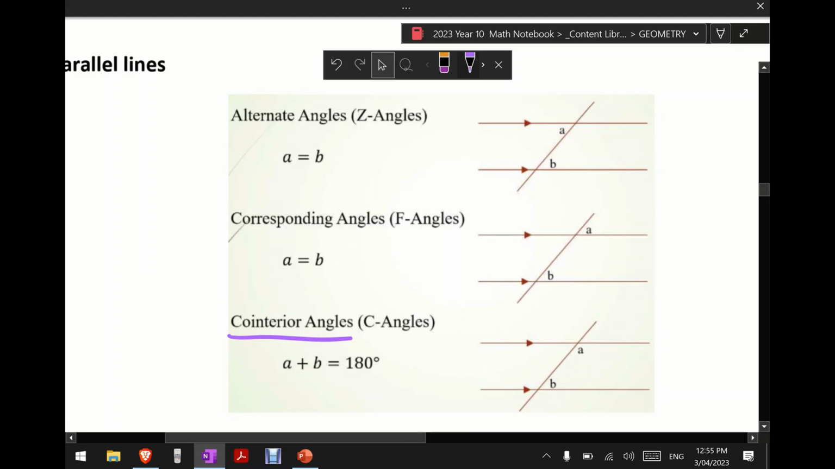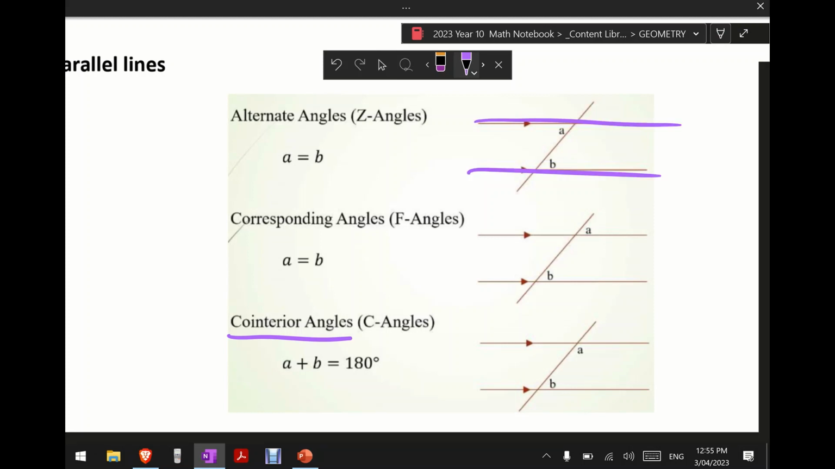The other four we learned were alternate angles. When you have parallel lines, I think Tommy had a good definition for parallel lines: lines that never meet, like a railway track. The tracks never meet or cross one another because they're parallel. They're both straight with one another.